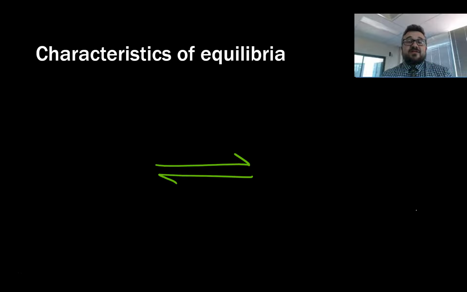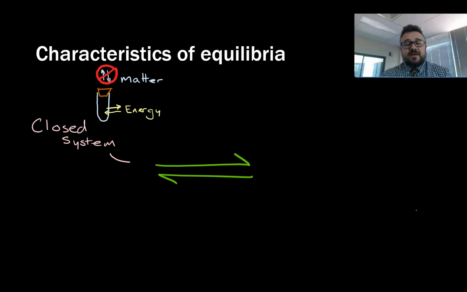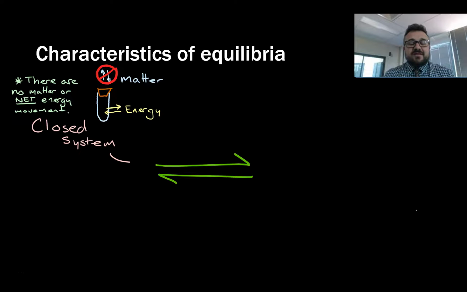Let's have a look at the characteristics of equilibria. We're talking about either one here, but we're using the double dynamic equilibrium symbol just because that's the one that more often than not we associate with equilibrium reactions. So it's going to be a closed system. This means that energy can leave and enter for sure, but matter cannot. Matter can't move in and out. So there is no matter moving, and there's no net energy movement. So what this means is, as energy leaves, energy comes in because it's at an equilibrium with the system itself and the environment around it.